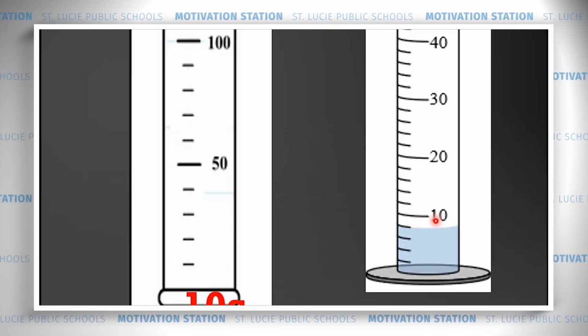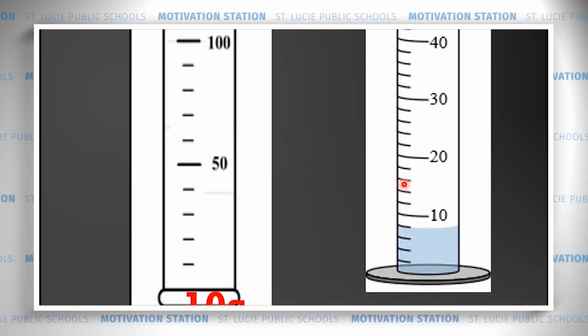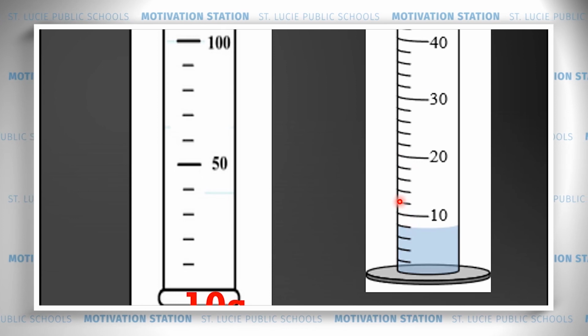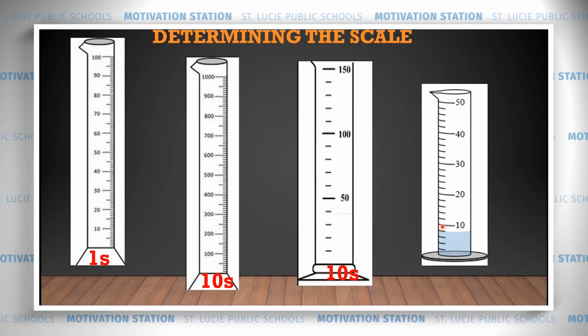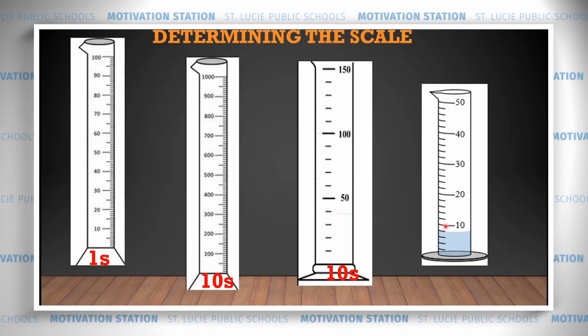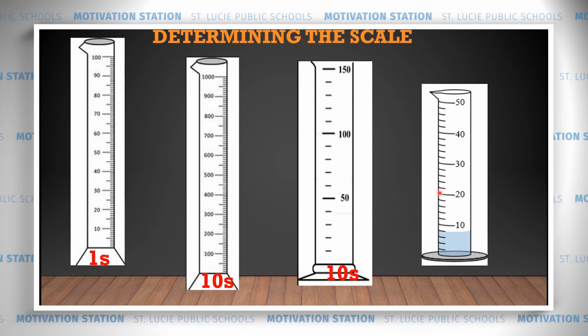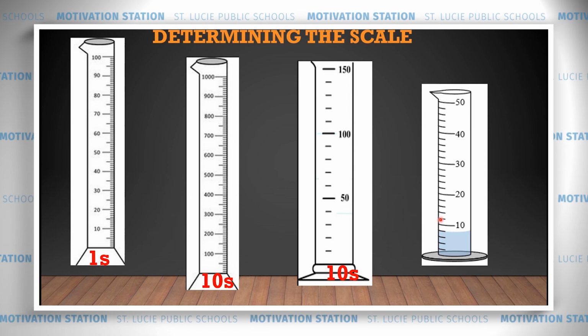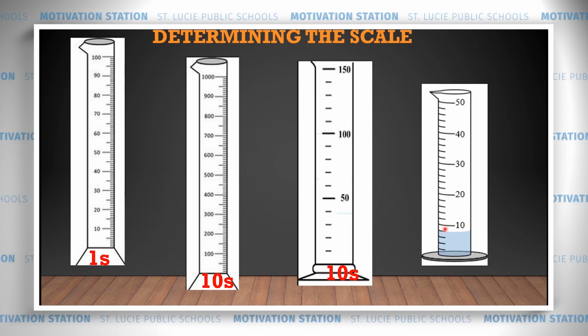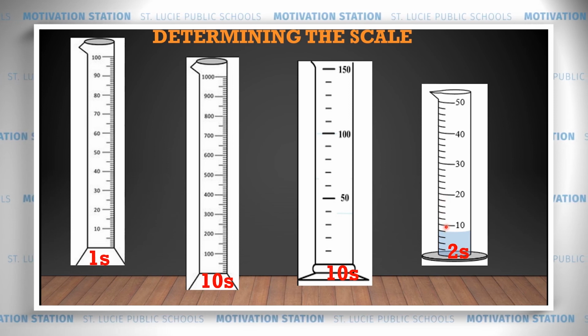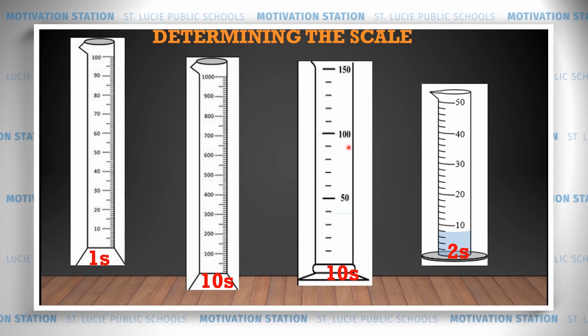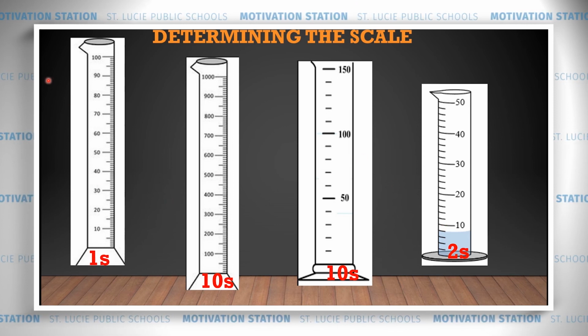In this last graduated cylinder, it looks like it goes 10, 20, 30, 40. So in between, there aren't 10 lines this time, though. Each one of these lines, let's see, 10, then there's 1, 2, 3, 4, 5 sections. So from 10 to 20, making 5 jumps, this one counts by 2s.